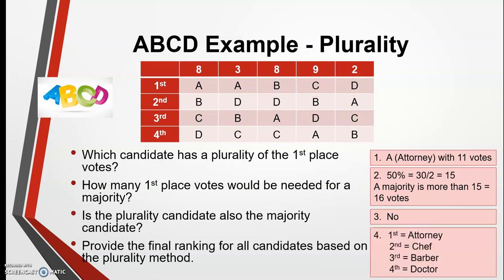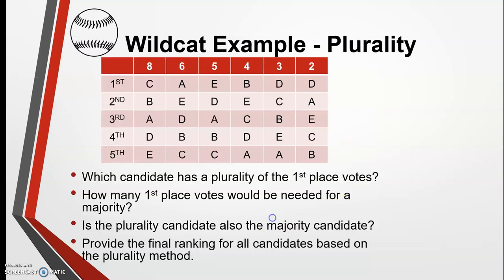So as you can see, the plurality method is a fairly simple method to use, which is why it is so commonly used in our elections. However, keep in mind that it does have some fairness issues because you're only taking that first place vote into consideration. Now let's look at our Wildcat example using the plurality method.